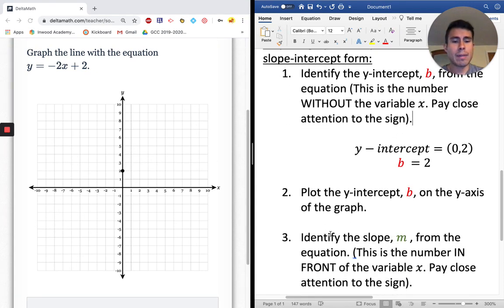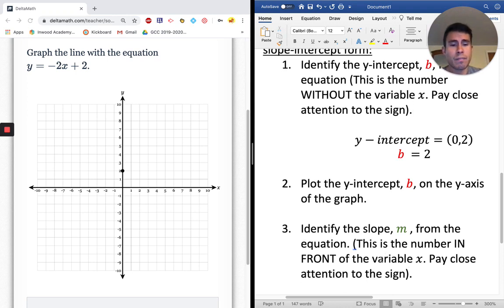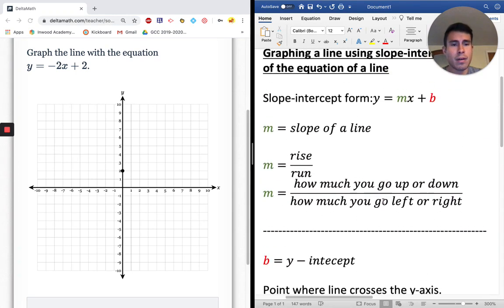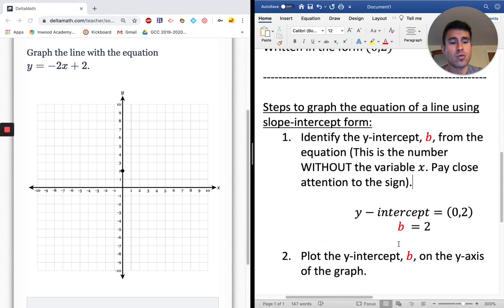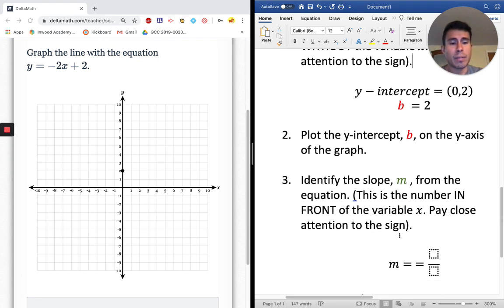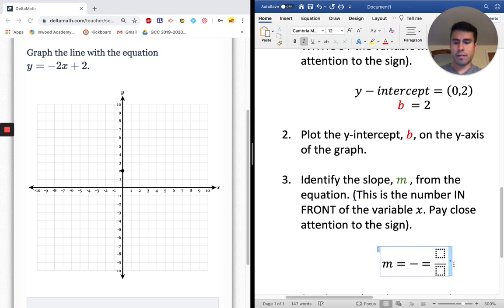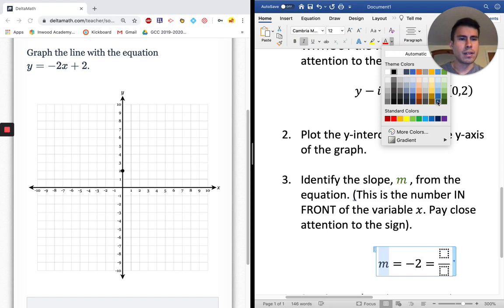Okay? So step 3, we're going to identify the slope, in other words, the m from the equation. Again, this is the number in front of the variable x, because the m always is in front of the x. So remember, the slope is rise over run, and we need to pay close attention to the sign. So if I look closely at my equation right here, I see the slope is negative 2. So my slope is negative 2. All right? So I found my slope. Let me just make this green to keep it consistent.